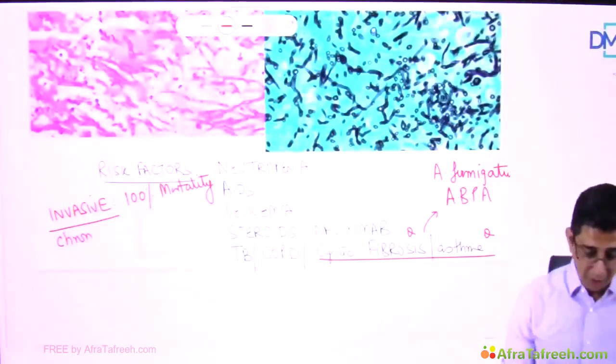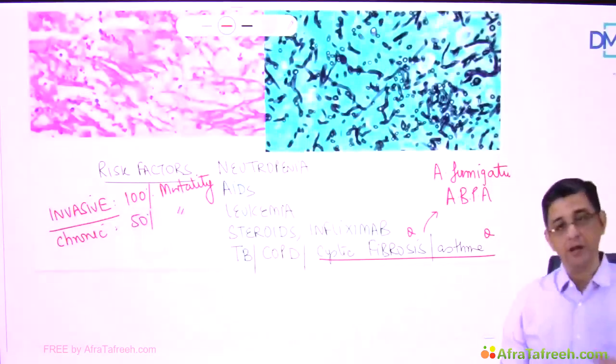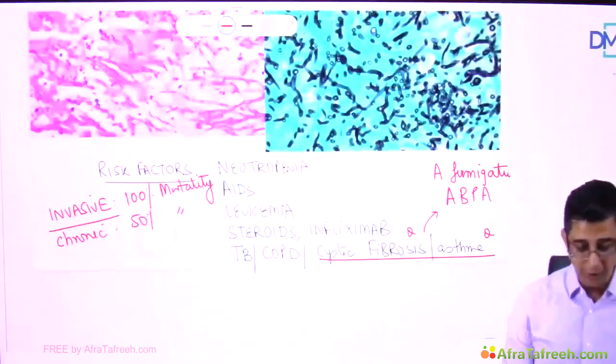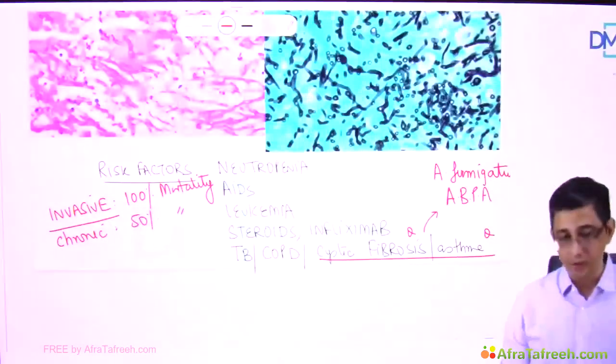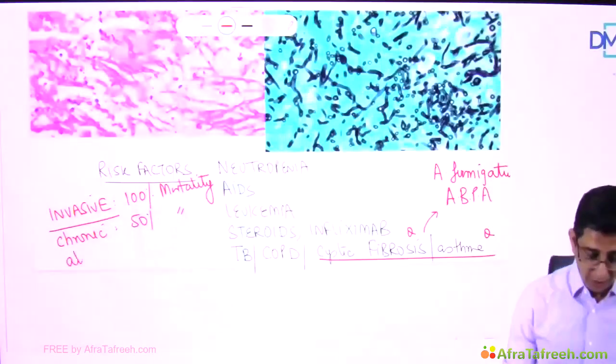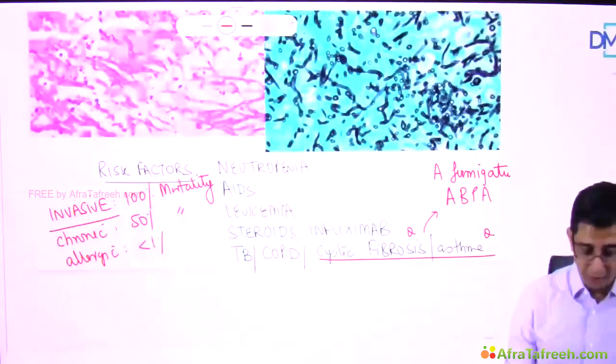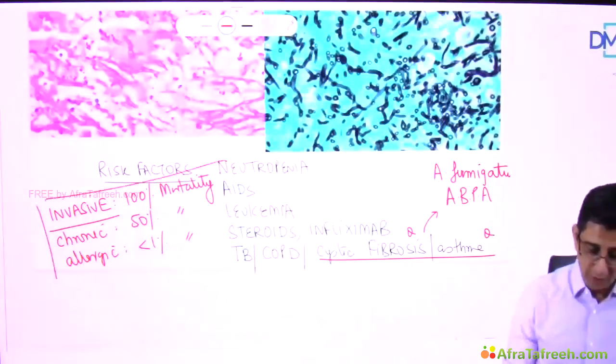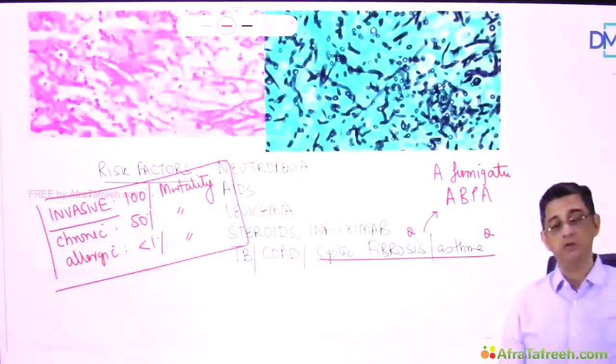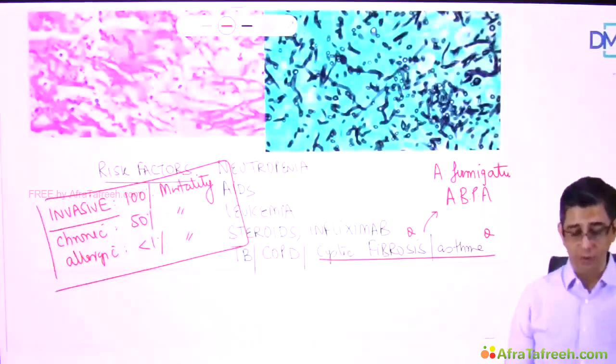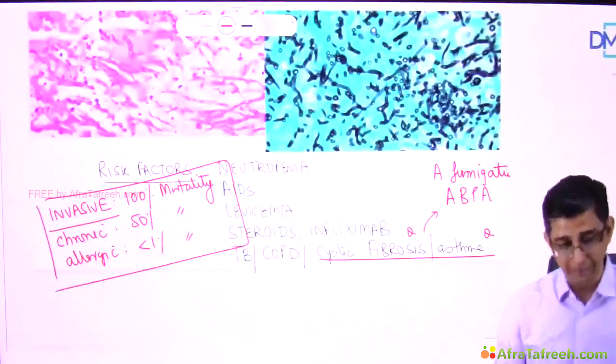If it is chronic pulmonary aspergilloma, the mortality rate is close to 50%, because again, life-threatening hemoptysis could occur in a patient, and lots of times there's a delay in diagnosis. But if it is allergic bronchopulmonary aspergillosis, then obviously the mortality rate is less than 1%. So do remember my statement: these organisms are angioinvasive. That is why we are talking about close to 100% and 50% mortality.